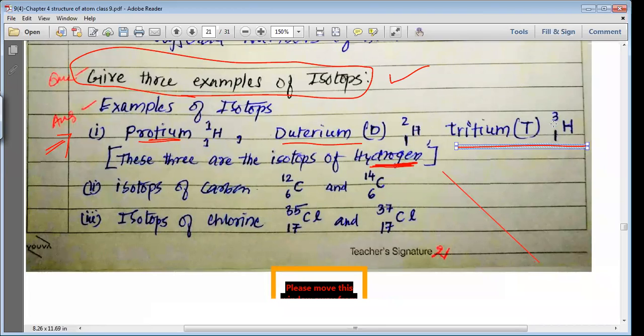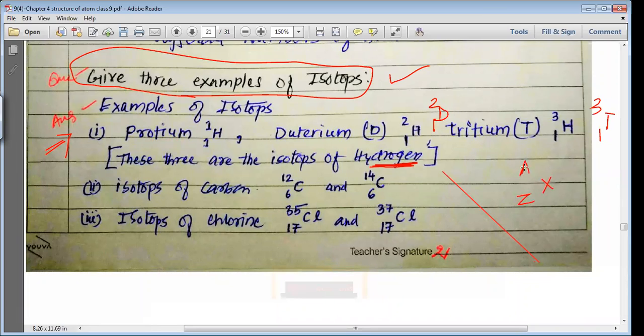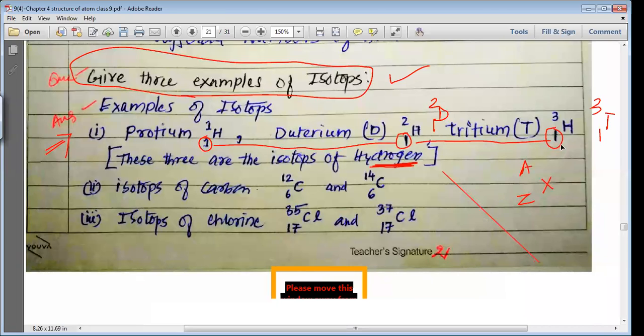Please remember, my dear students, sometimes they also write 1D2, or they can even write 1T3. We are well aware that we write Z, then the element and A. You can see that for protium, deuterium and tritium, the atomic number is the same. All these three, 1H1, 1H2, 1H3, have the same number of protons, or their atomic numbers are the same. They only have different atomic mass number.